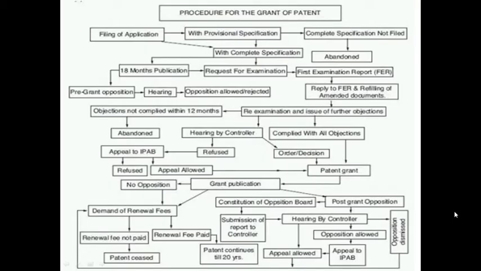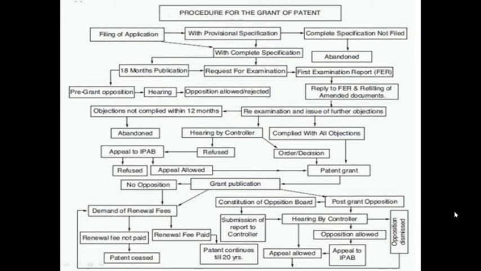So let us see the procedure for the grant of patent. First, we have to file the application with the provisional specification. Then we have to file the complete specification. If the complete specification is not filed, it will be considered abandoned. With the complete specification filed, it goes to request for examination. Otherwise, at 18 months it moves to publication. After publication, it requests for examination.